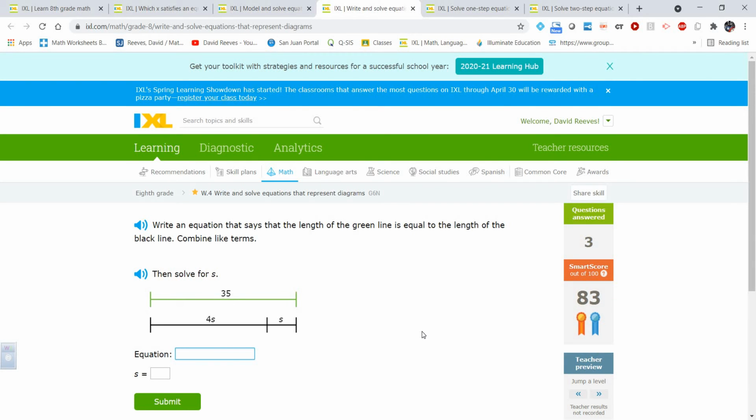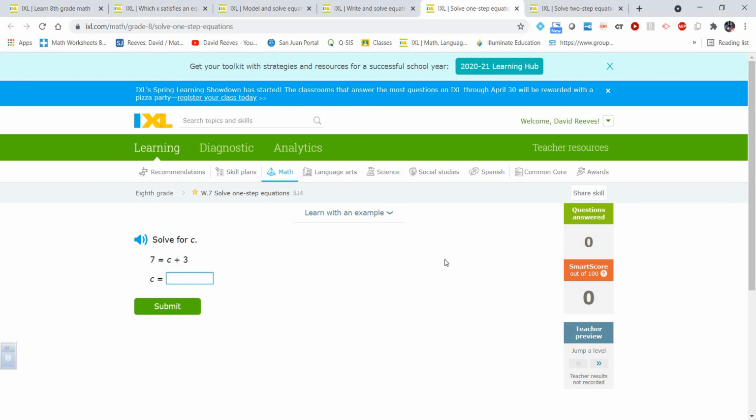Okay, let's do one more. This one right here, what do we have? We have 35 for the top line, and that's going to equal, now the bottom line, again, we're going to combine like terms. We have 4 S's plus S, which is 5S, so that's our equation. And then this is just a one-step equation. What do we do here to get this answer? Well, 5 times something is 35, so we divide because the opposite of multiplying is dividing, and we get S is equal to 7.